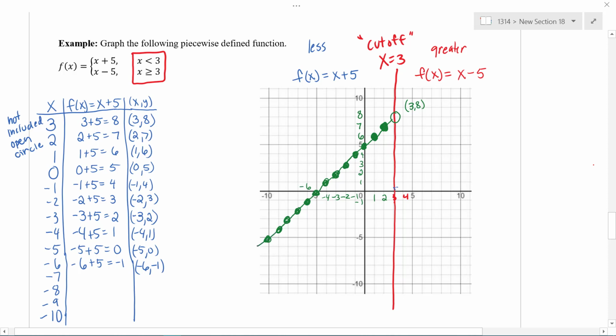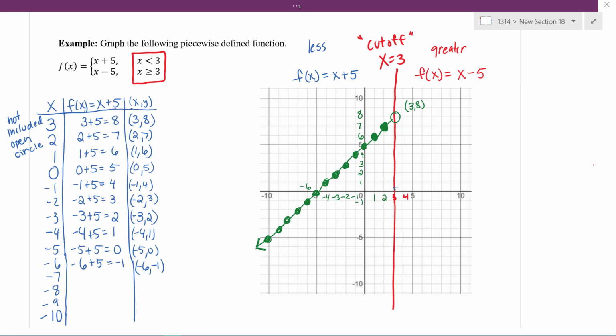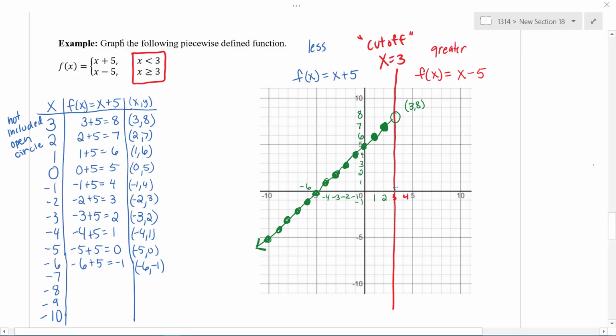Let's just prove that to ourselves. Since I can keep going forever, we'll go ahead and put our arrow because we've fallen off the graph. Okay, so if you see a pattern, you can use that pattern to keep going. I'm going to prove that that pattern really does work. Negative 7 plus 5, that will give me a negative 2, so that's negative 7 comma negative 2. And that's what I have here, right? Negative 7 comma negative 2, there's that point right there. Okay, negative 8 plus 5, that would give us a negative 3. So that's negative 8 comma negative 3. That would be right here.